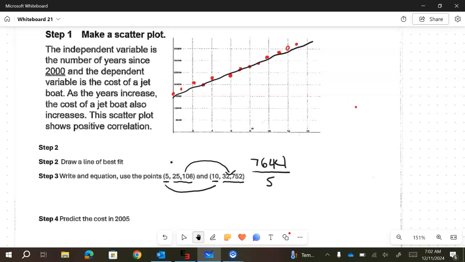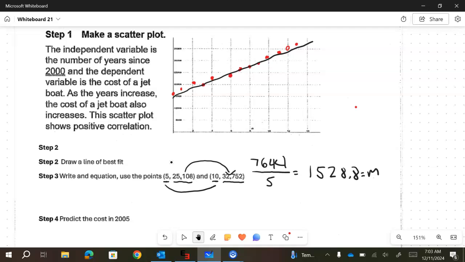Okay, I don't want to use this type of number for slope. For a real life situation, it's fine to go ahead and convert this to a decimal. I know usually we try to keep it as a fraction, but when we're representing a real life situation, it's fine to make this a decimal. Go ahead and take 7,644 divided by 5. That would give us 1,528.8. What we really just found there was slope, or that's going to be our m. Our m, our slope, is going to be 1,528.8. What that means is every year the price of a jet boat goes up about $1,500.